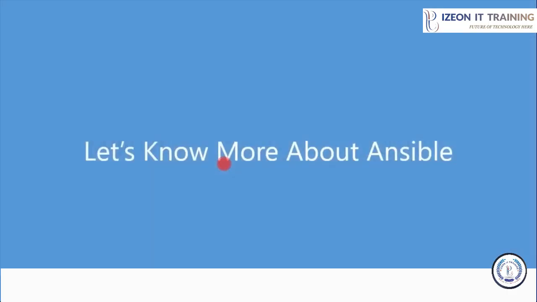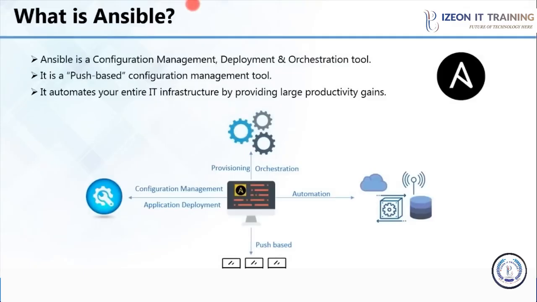So now let's know more about Ansible. Ansible is a configuration management tool that can be used for provisioning, orchestration, application deployment, and automation, and it's a push-based configuration management tool like I told you. What it does is that it automates your entire IT infrastructure and gives you large productivity gains. And it can automate pretty much anything. It can automate your cloud, your networks, your servers, and all your IT processes. So let us move on to the next topic.